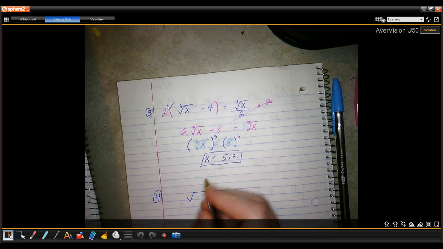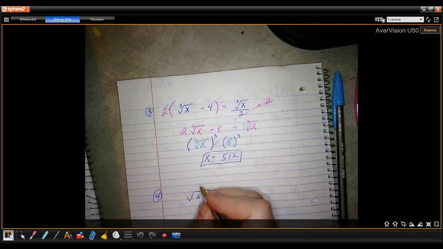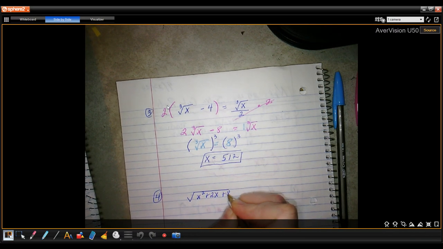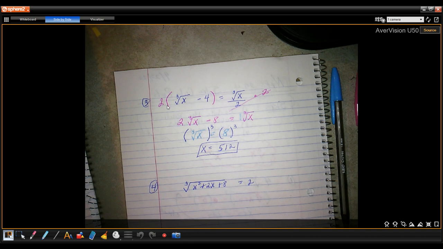So the next example is the cube root of x squared plus 2x plus 8 equals 2. Okay, so try that one on your own. Hopefully you can write that down.